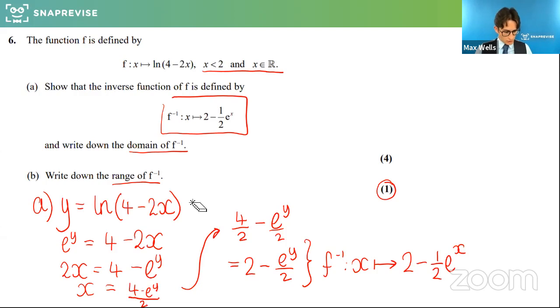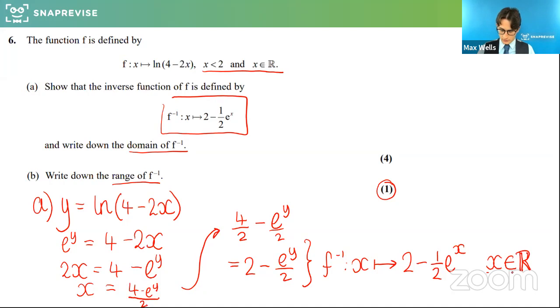So that was another show that, but it did say write down the domain of the inverse. Now, the domain of the inverse is actually the range of the original. And the range of the original is actually any real number. So this we can write as x belongs to the reals.